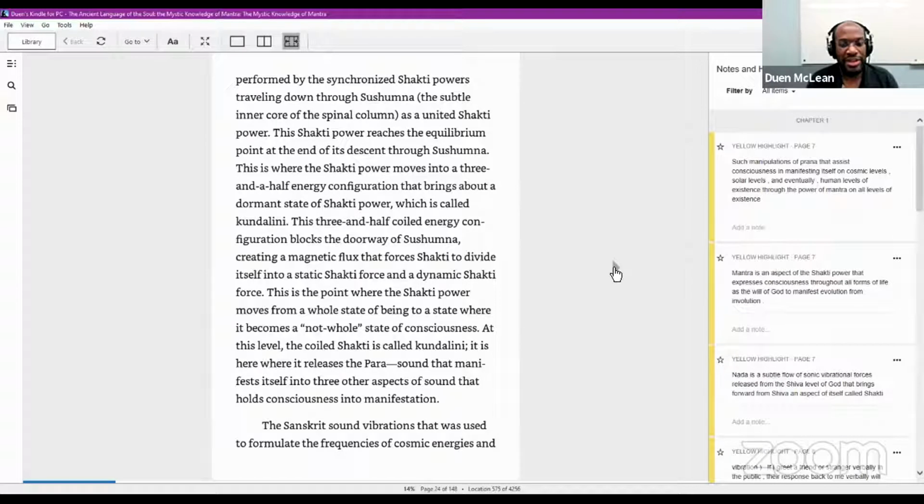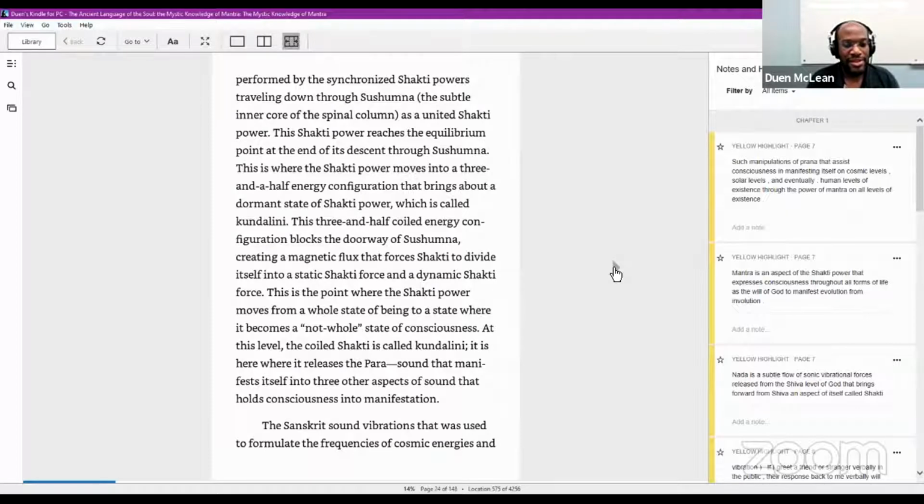This is where the Shakti power moves into a 3.5 energy configuration that brings about a dormant state of Shakti power, which is called Kundalini. This 3.5 coiled energy configuration blocks the doorway of Sushumna, creating a magnetic flux that forces Shakti to divide itself into a static Shakti force and a dynamic Shakti force.